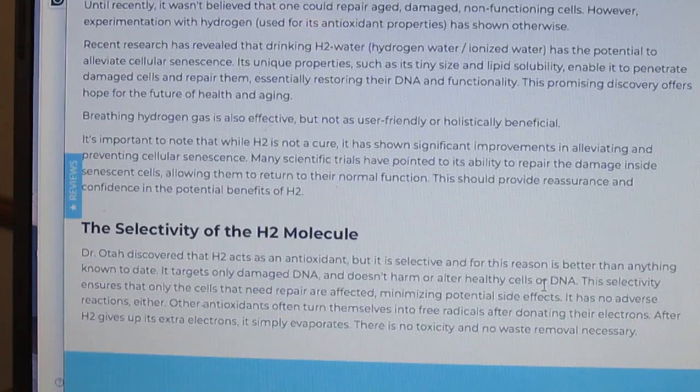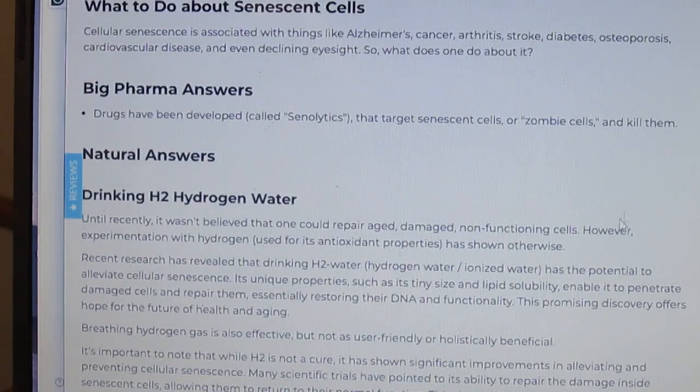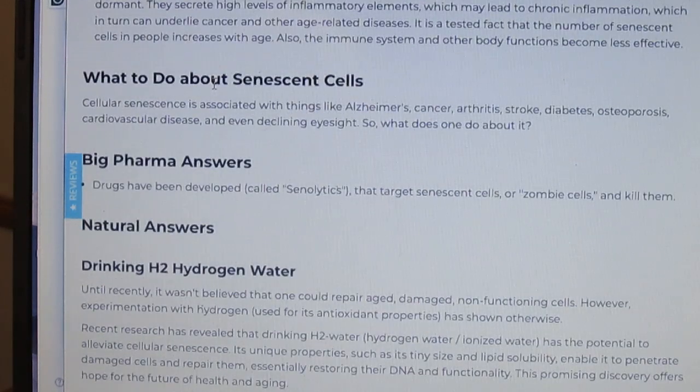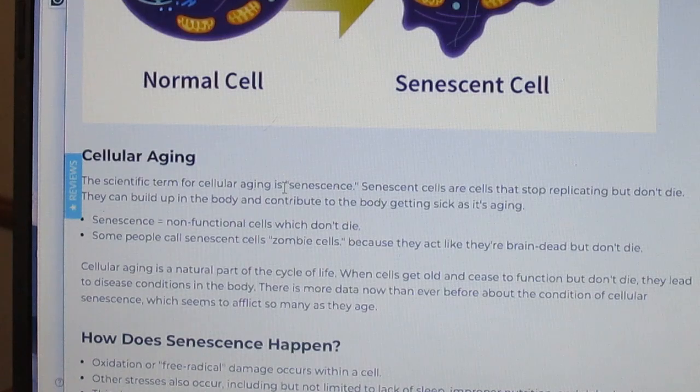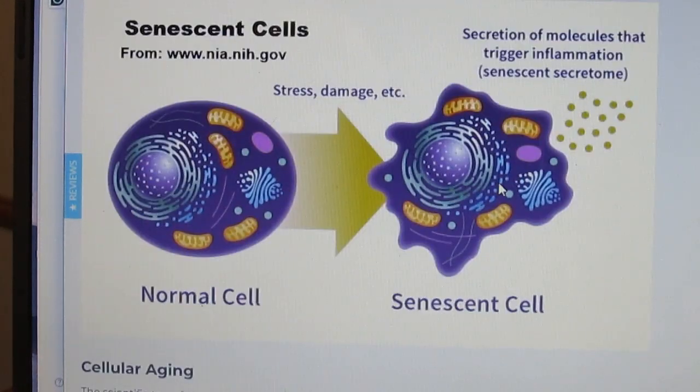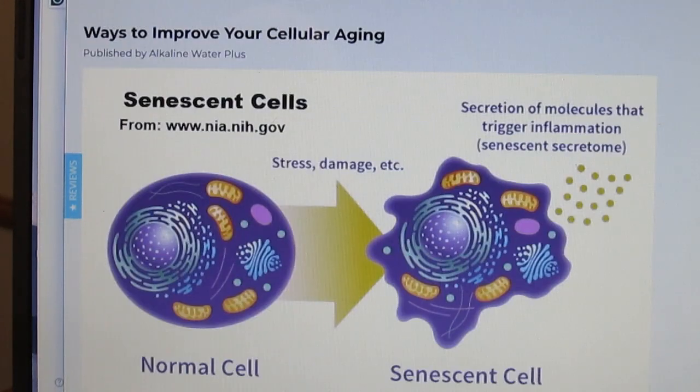And so that's basically it. You can do your own search on senescent cells and the research on hydrogen water and see for yourself that this is quite an impressive subject and something that I believe should be spread around so people can know about this.